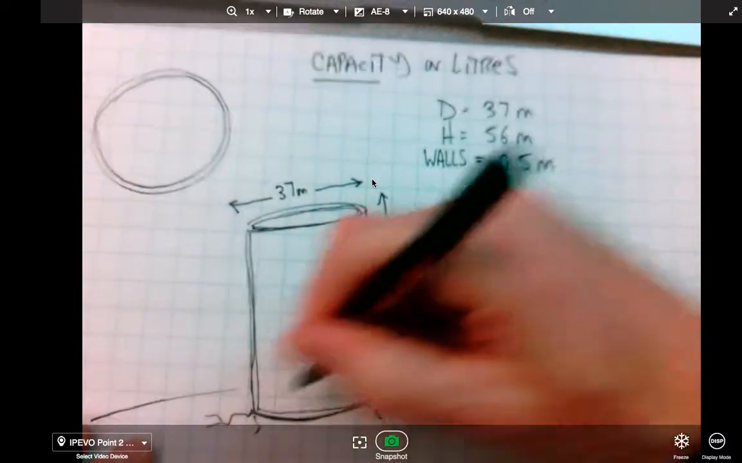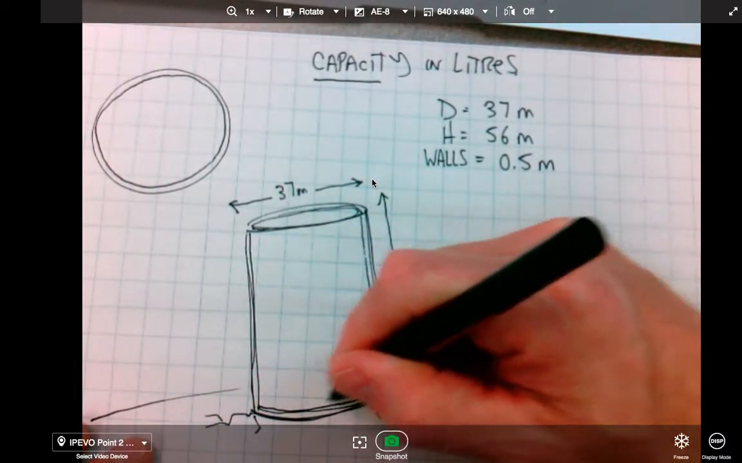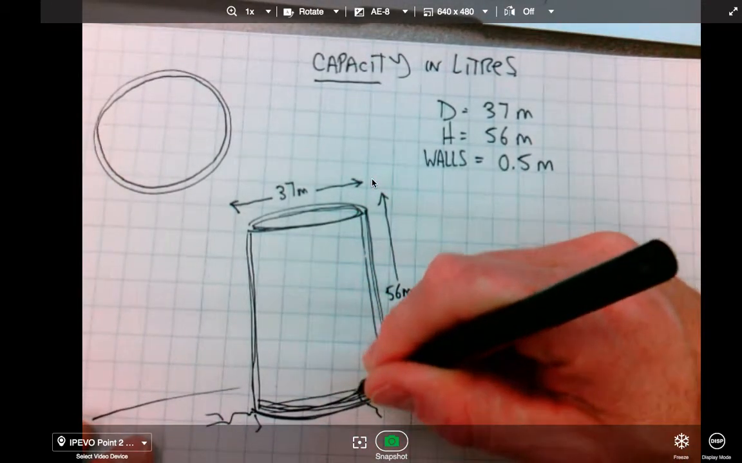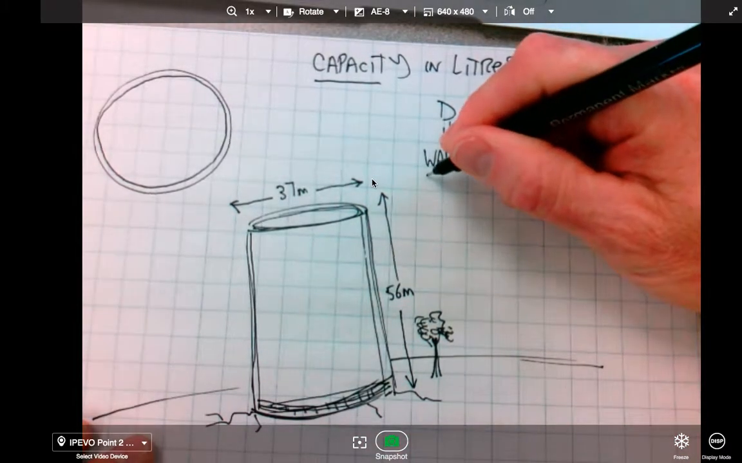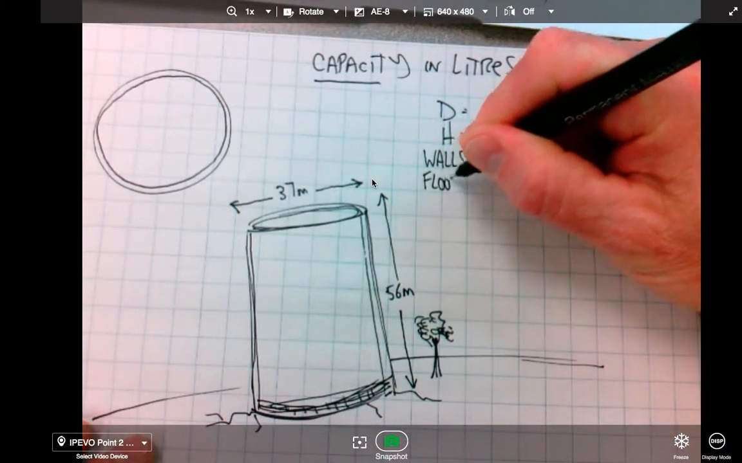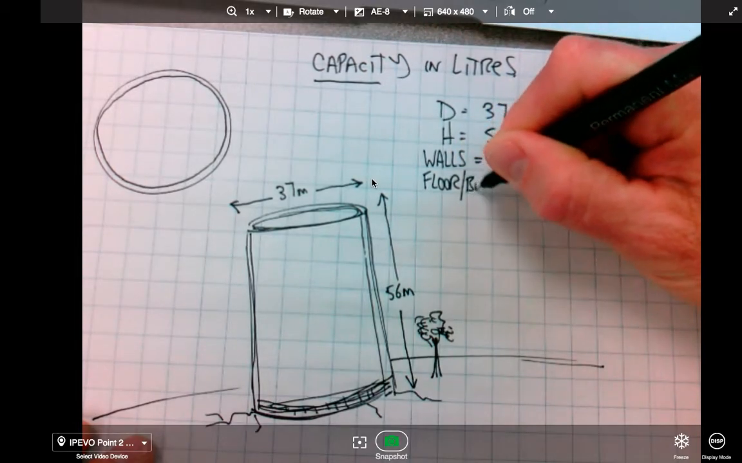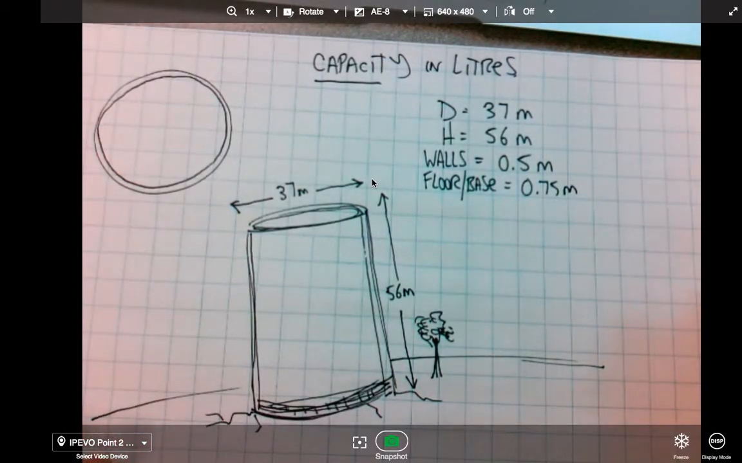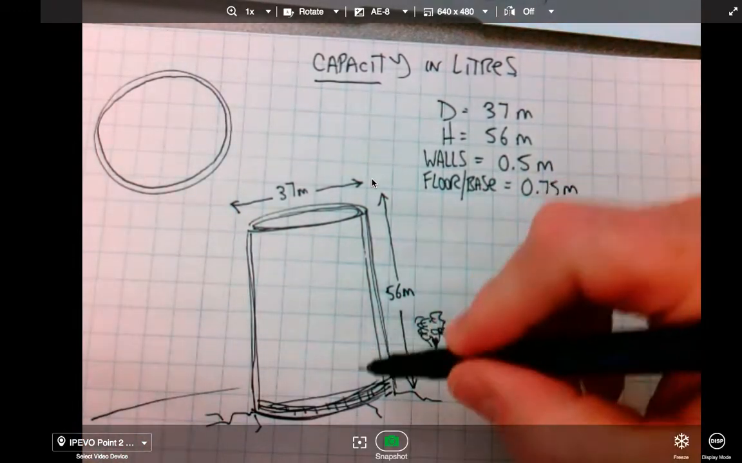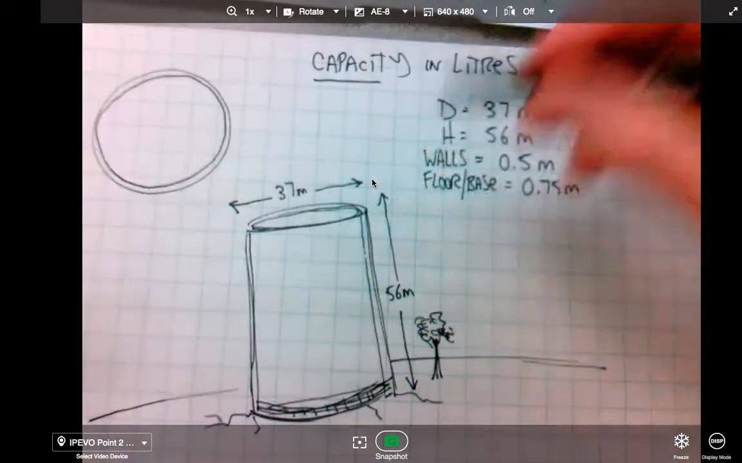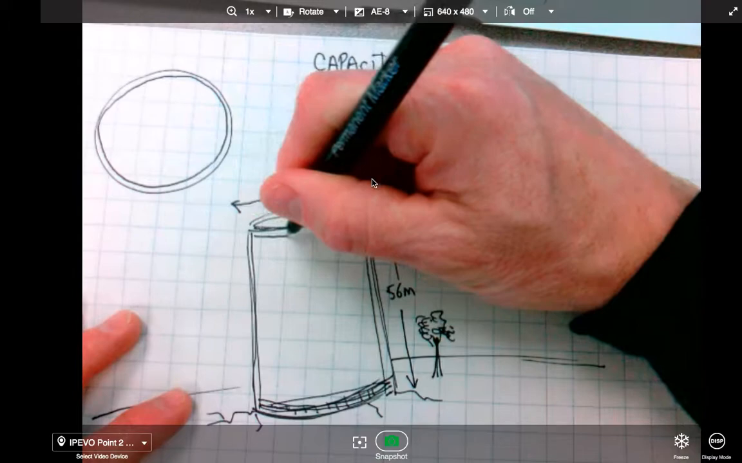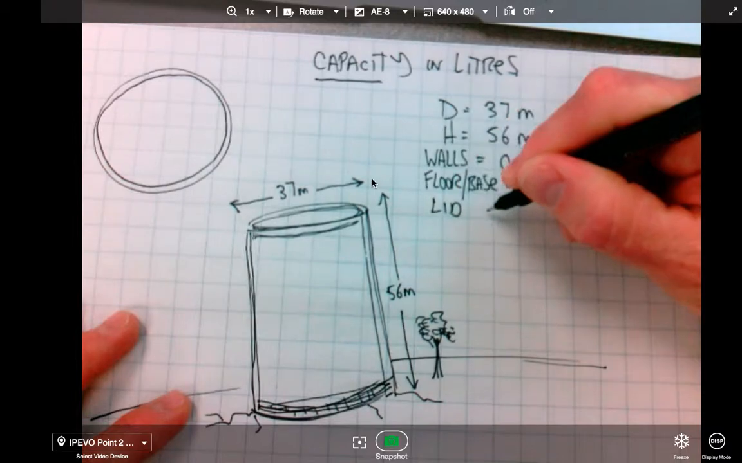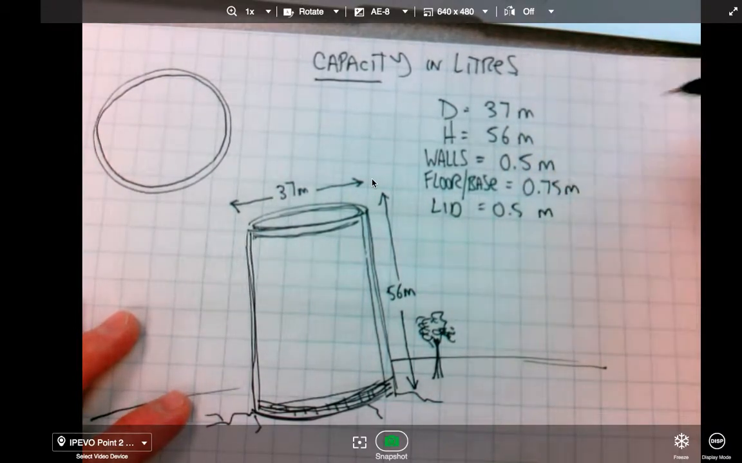And the base, the thickness down below here, based on some evidence and some research, we found out that the base, which is like the thickness of the floor, we could call it base, we could call it lots of things, is 0.75 meters thick. So if you were to look inside the cylinder, you would see that thickness. There's also a lid on top. There's like a cap, like it's sealed, welded shut. So the lid is 0.5 meters in thickness.